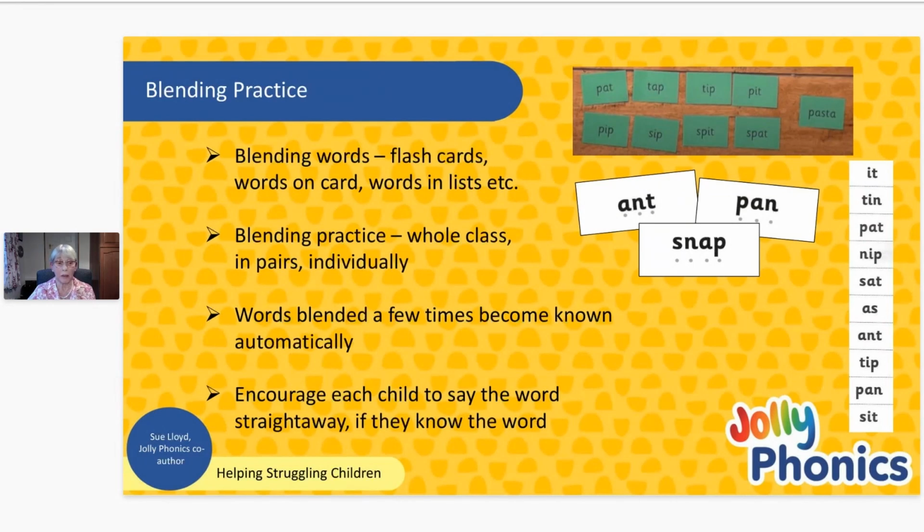So do really keep in mind that it's not just blending as a whole class. Each child perhaps must blend some words with a partner, or try and work some on their own, or with a helper in the classroom, whatever. And also, once they've blended it, if they can say it, if they know the word, they should say it straight away. We don't want them to think that reading is sounding out words. It is only for when you don't know the word.